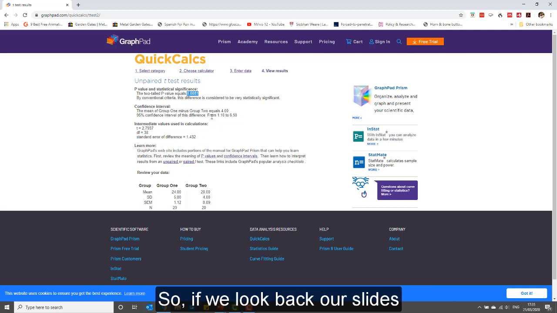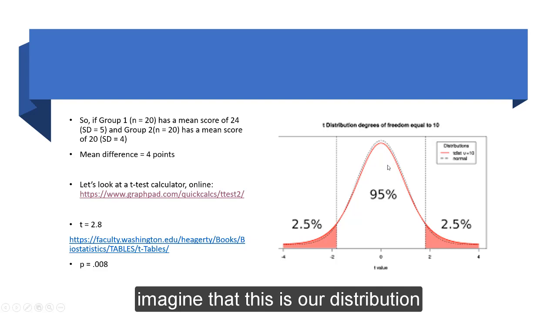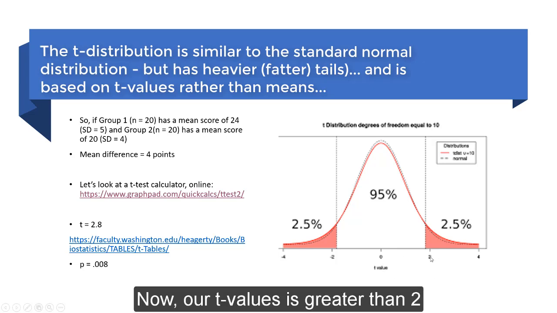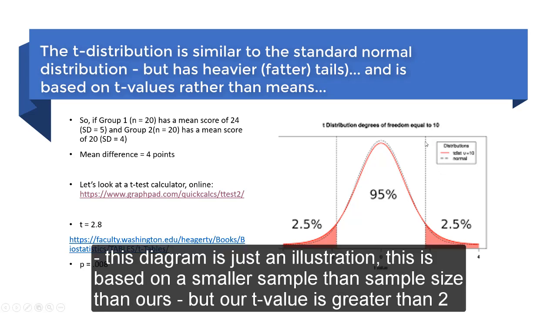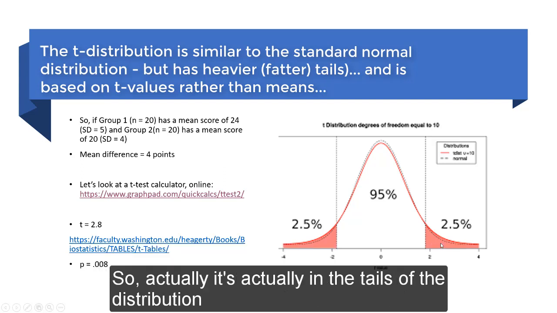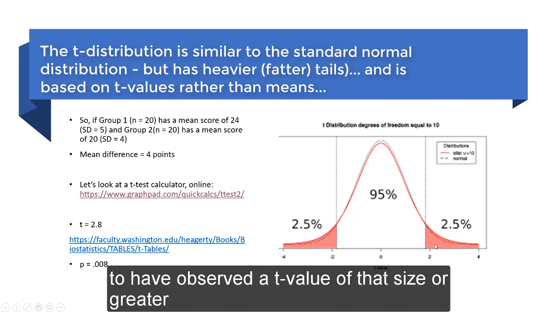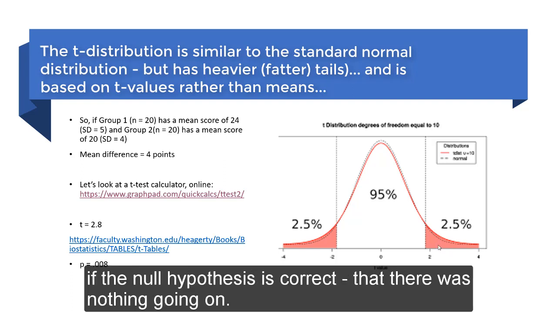So if we look back at our slides, imagine that this is our distribution. What we're saying is that these are a distribution of t-values. Now our t-value is greater than 2. This is just an illustration, so this is based on a smaller sample size than ours. But our t-value is greater than 2, so actually it's in the tails of the distribution, to the point of being very unlikely to have observed a t-value of that size or greater if the null hypothesis was correct, that there was nothing going on.